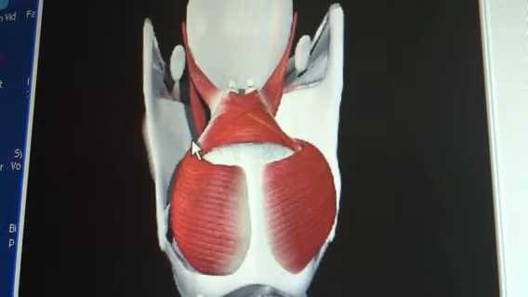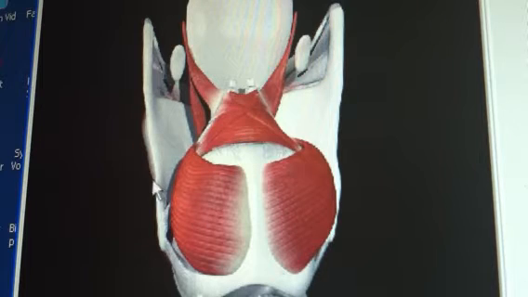All right, let's talk about the intrinsic muscles of the larynx. All right, this is looking at the larynx from a posterior view. This large muscle that you see here is the PCA, posterior cricoarytenoid, and then it goes to attach to the muscular process of the arytenoid. PCA, the only abductor muscle of the larynx.